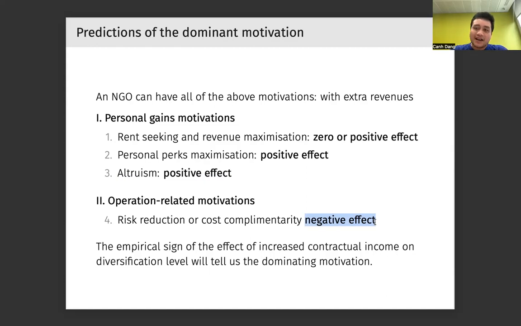their level of diversification. So we will be trying to look at the empirical sign of the effect of an increase in contractual income on the diversification level, and we will be interpreting that as some indication of the dominating motivation behind an NGO.